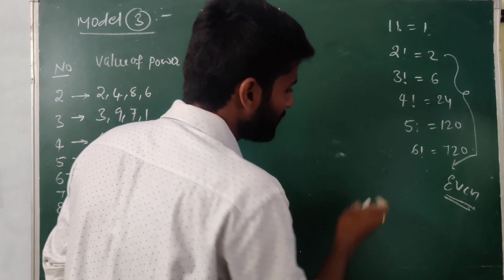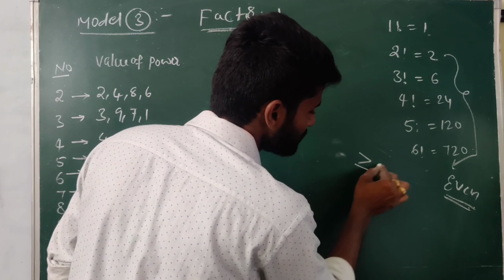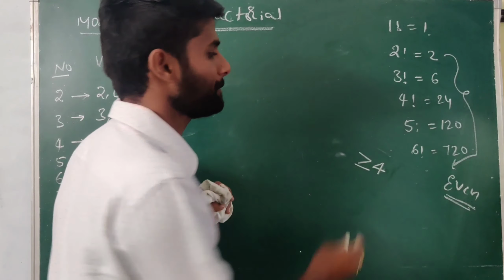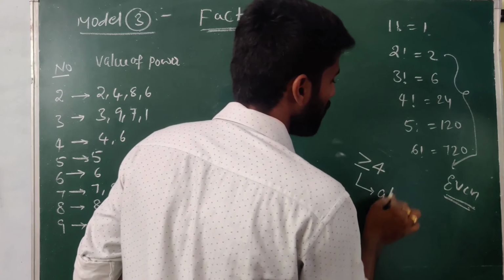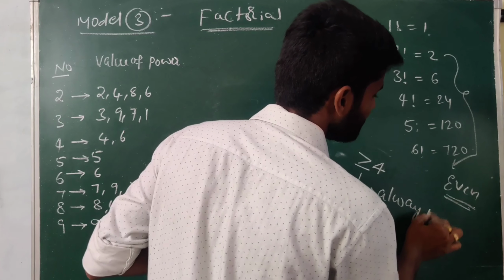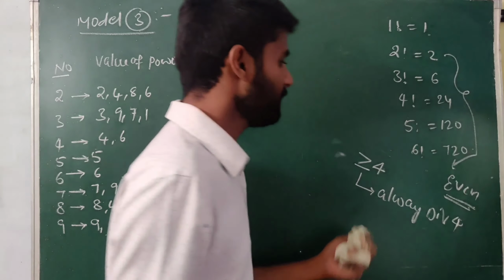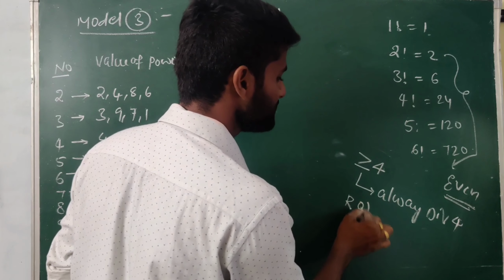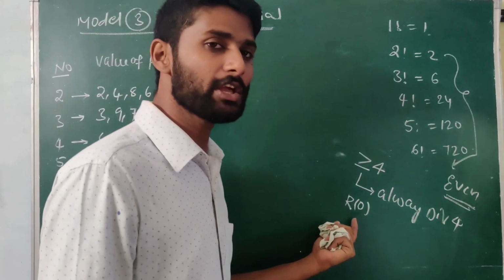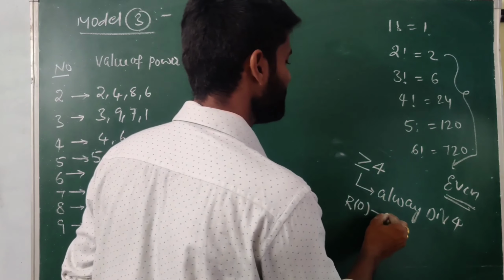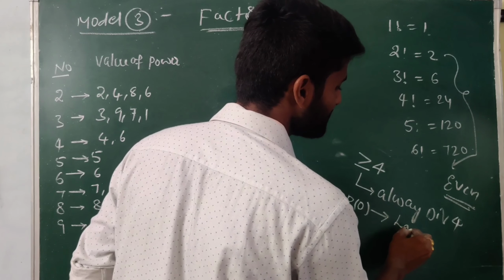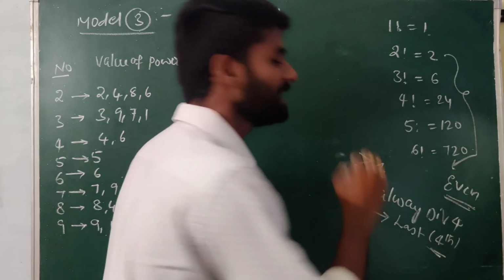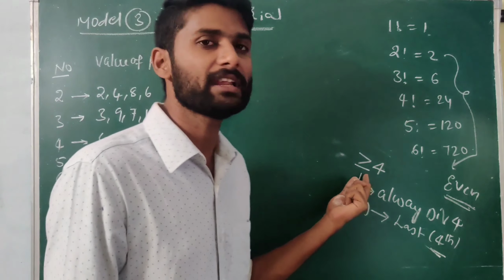If in the given question the power value is greater than 4 factorial, the number is always divisible by 4. If any number is divisible by 4, we get the remainder 0. If we get 0 as the remainder, the repeated value is always the last value, which means the fourth value. So this is the important information.